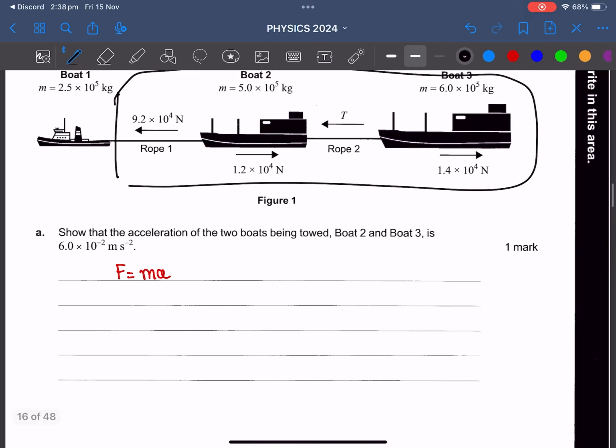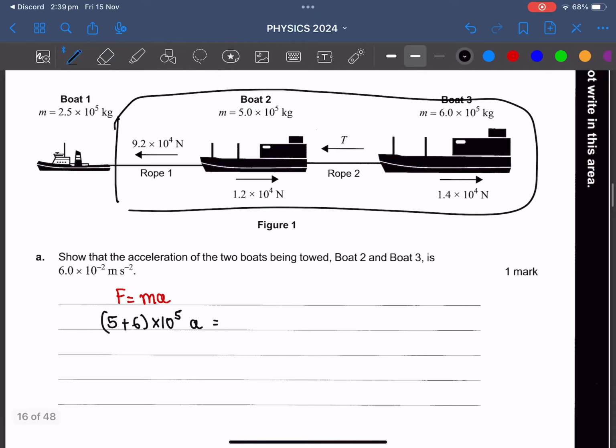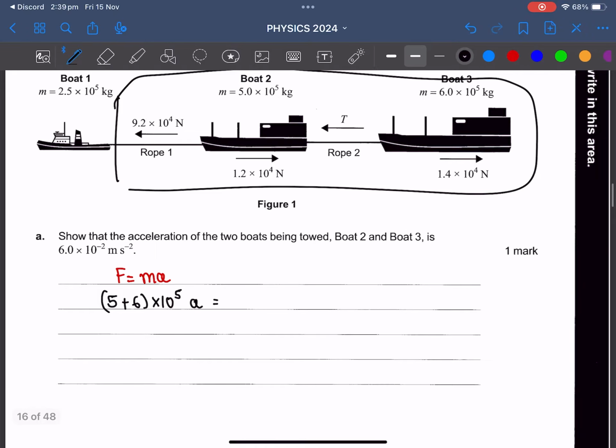So 5 plus 6 times 10 to the power of 5 times a has to equal all of the other horizontal forces. I'm going to say that right is positive, so that means 9.2 times 10 to the power of 4. Maybe I'll write it this way. So 9.2, which is positive as it's acting to the left, then friction, which is this over here and this over here, to the right, so that means they are negative. So minus 1.2 minus 1.4 times 10 to the power of 4.